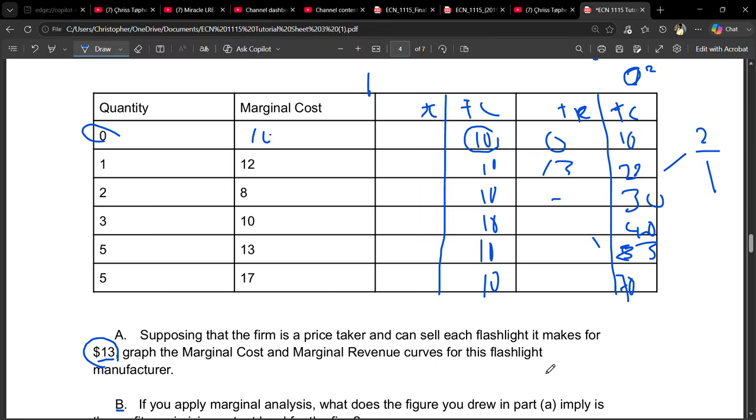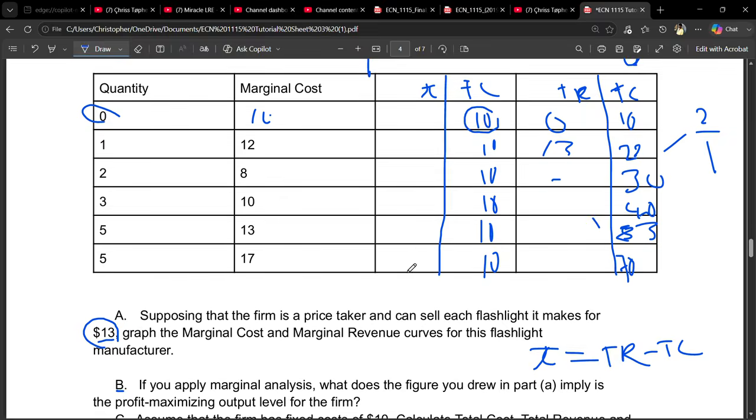Once you are done with that, to find the profits here, you are going to follow the formula: profit is equal to total revenue minus total cost. The total revenues that you find here, you just subtract the total costs from them, and your answers will be there.